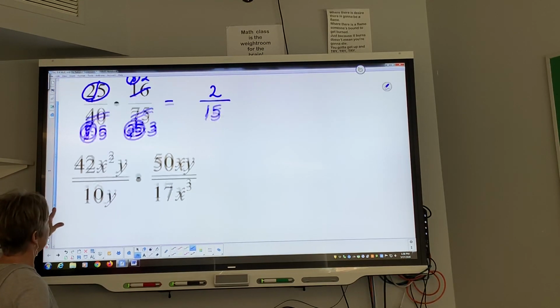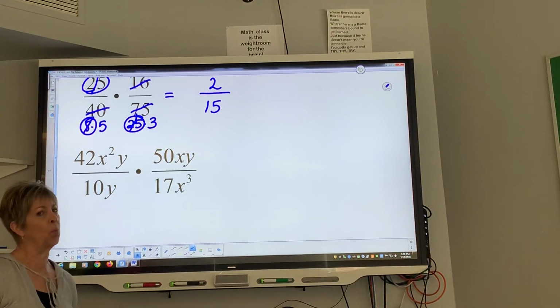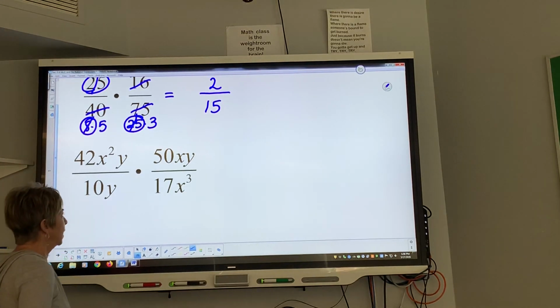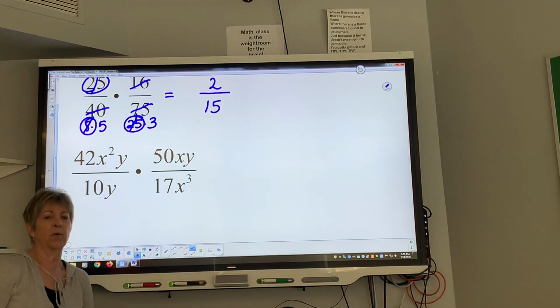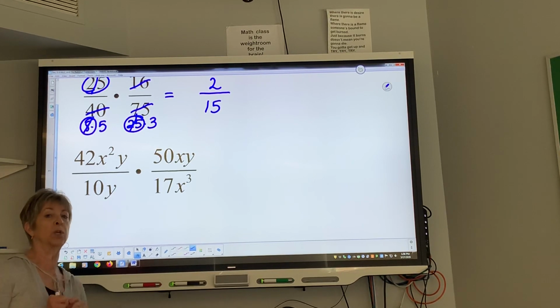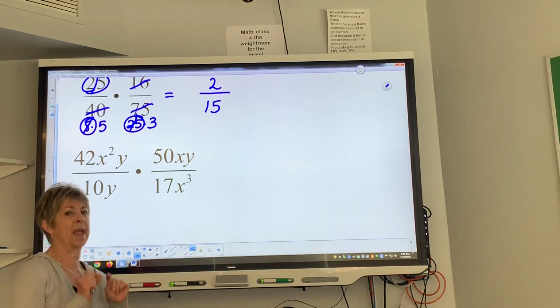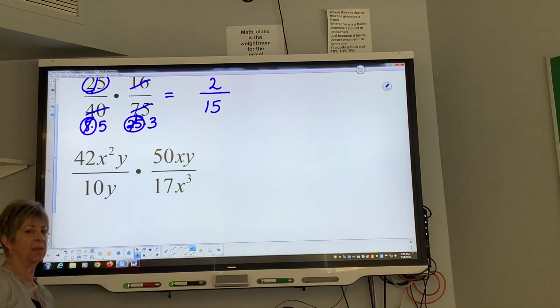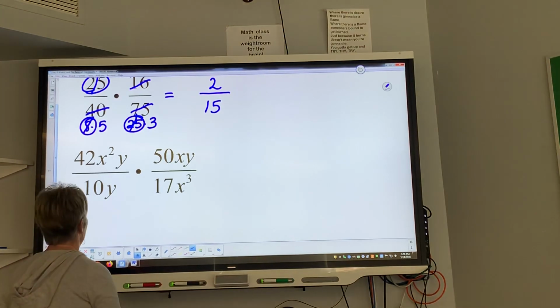Okay, so let's look at the next one. This is still Algebra 1. You should be able to handle this. Again, rather than multiply first, I'm going to search for factors from the numerator that are the same as the factors in the denominator. You can use any factor from any numerator with any factor from any denominator.